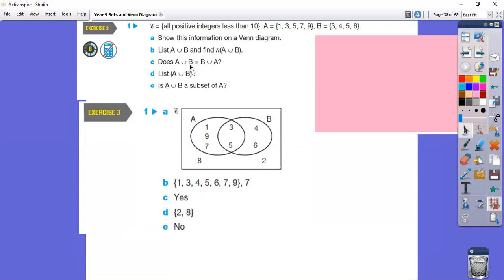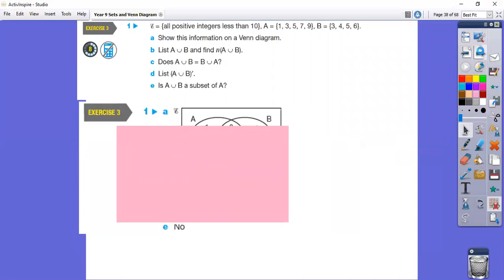Part C, is A union B the same as B union A? And the answer is yes. And D, list A union B dash. These are the two elements that are not in A or B or both. So that's 8 and 2, or 2 and 8, put them in order. And is A union B a subset of A? And the answer is no. A union B is not a subset of A in that it doesn't contain all the elements within set A.